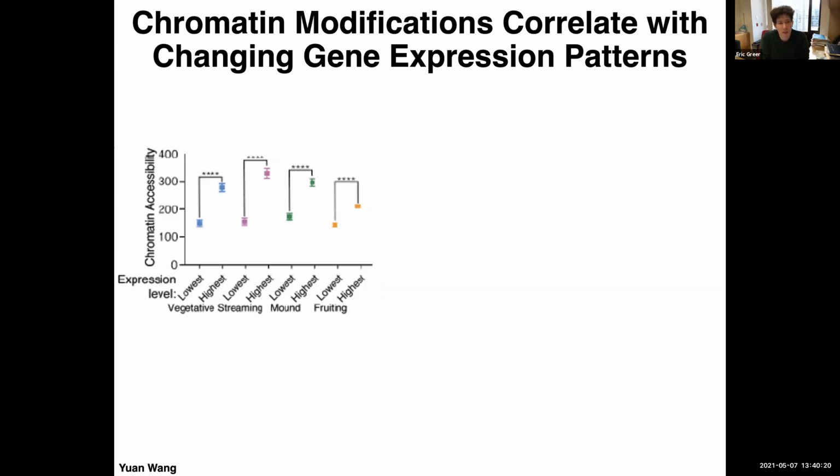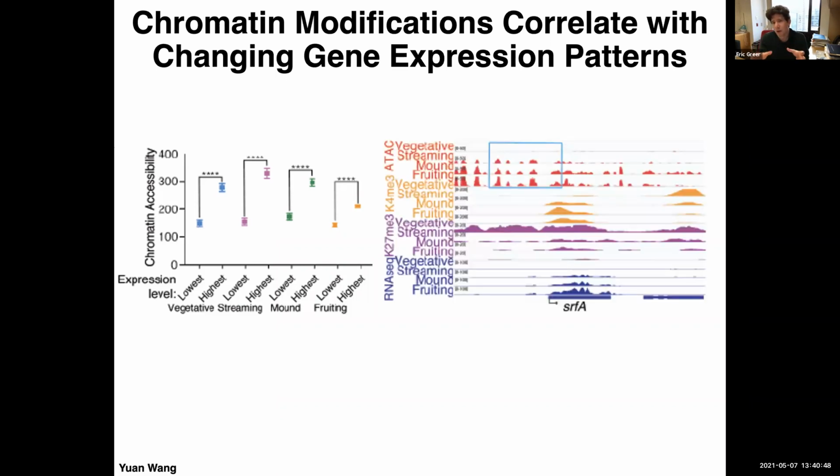So first what Simon did was he examined the 1,000 most highly expressed genes and the 1,000 most lowly expressed genes at each different developmental stage and compared that to chromatin accessibility. And what he found was that genes where the chromatin was open and accessible for transcription were indeed more highly transcribed, and those which were more closed and quiescent were more lowly transcribed at each of the different developmental stages.